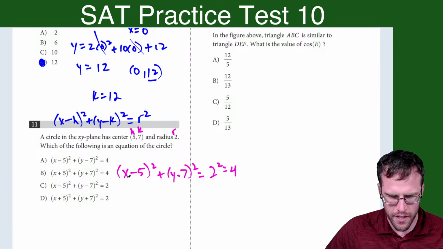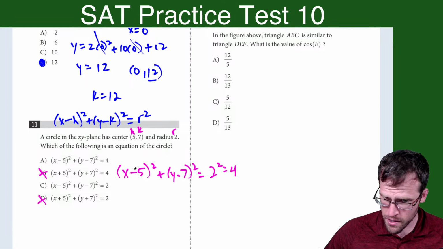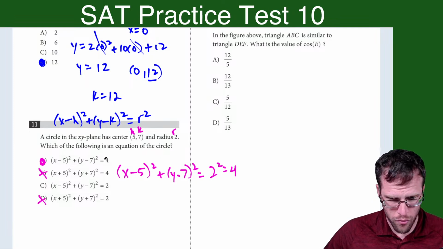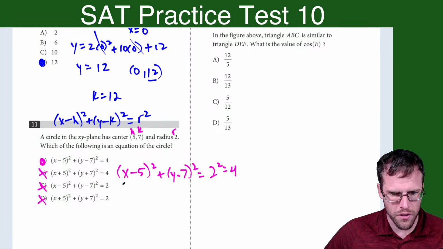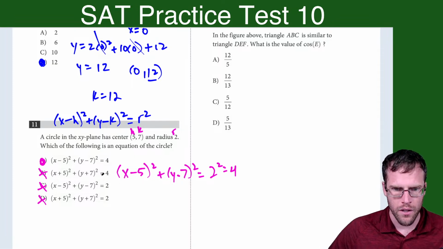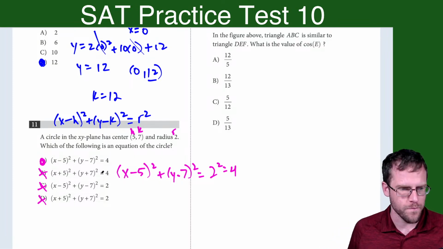So now I just look for this x minus 5, y minus 7, means we could get rid of these. And it's going to be choice A because the radius is squared. Choice C is almost good, but the radius 2 was not squared. So 11 should be choice A.